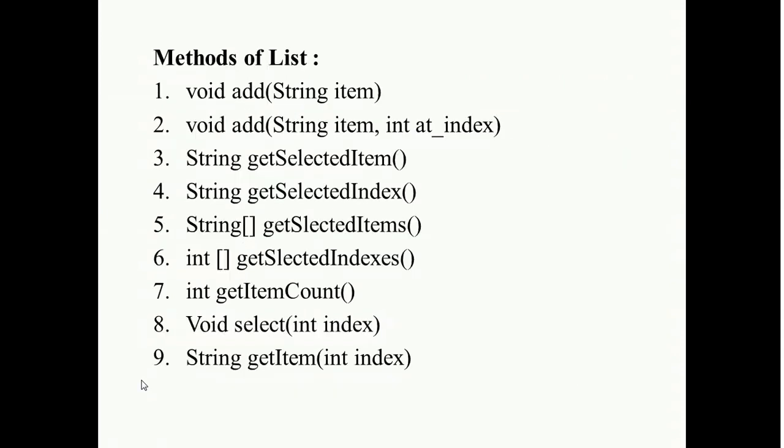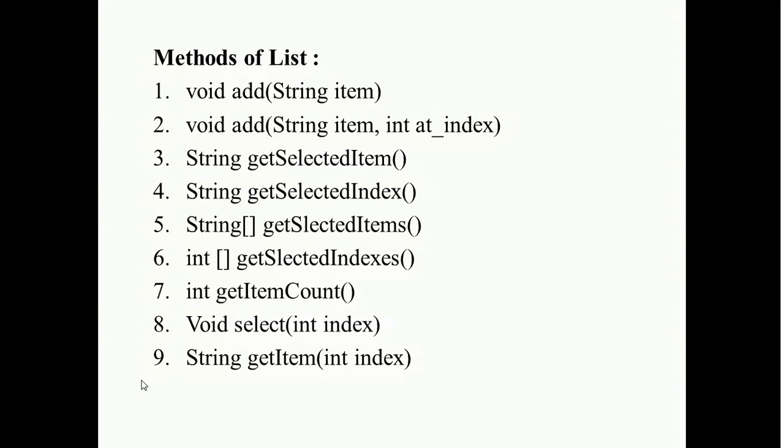Now see the methods of the List. There are 9 methods of the List. First, the void add method, having parameter String item. This method is used to add the item into the list.